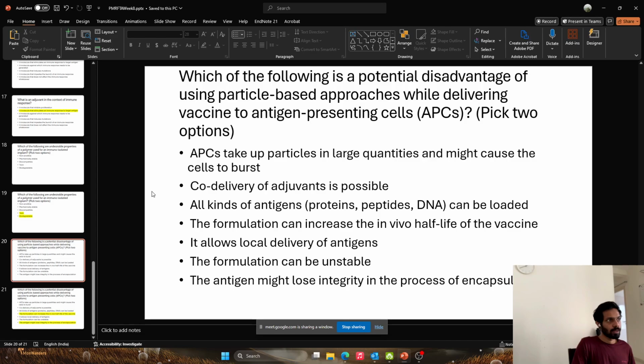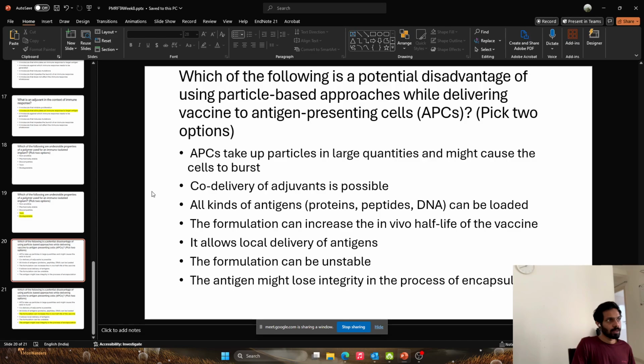And it is also not a disadvantage, right? So once you know at what rate the particle is degrading, you don't have to worry about whether my particle is going to survive in the body or not. You just have to worry about getting whatever antigen you have into the particle, which brings us to the final point, which is the antigen might lose integrity in the process of encapsulation.